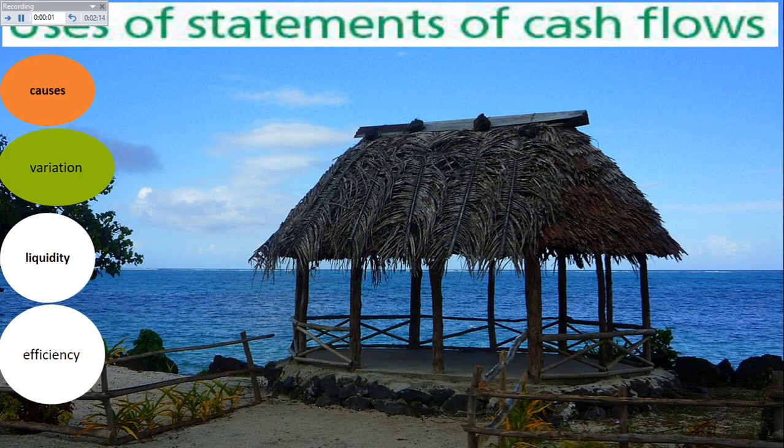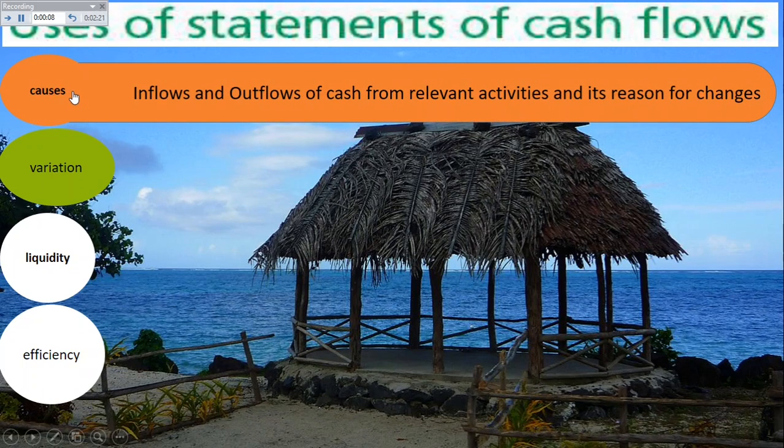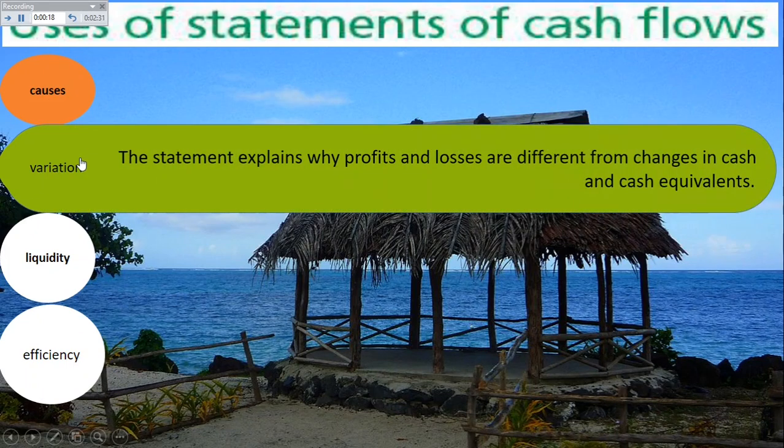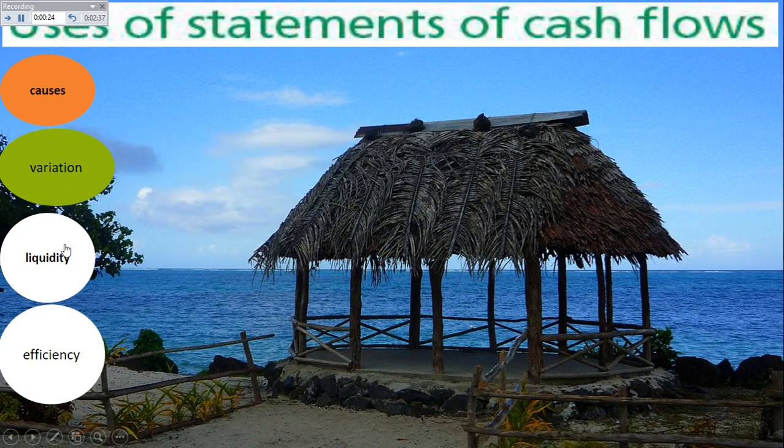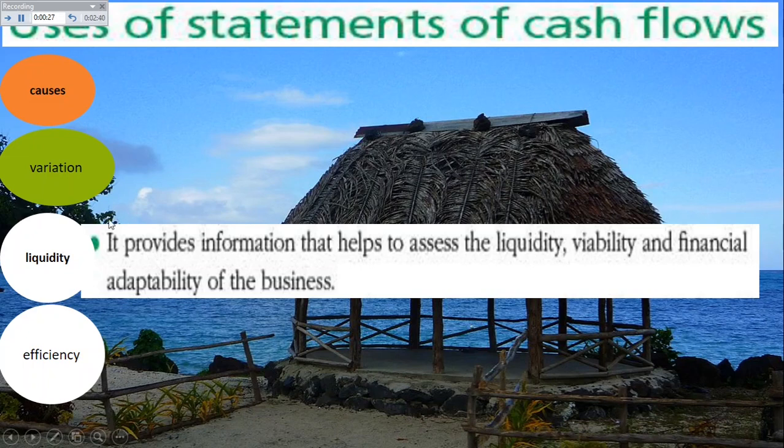Now, uses of cash flow statement, if you want to talk in a broader sense, we can say the first use is to know the inflow and outflow of cash from relevant activities and its reason for change. The statement explains why profit and loss are different from changes in cash and cash equivalents. It provides information that helps to assess the liquidity, viability, and financial adaptability of the business.